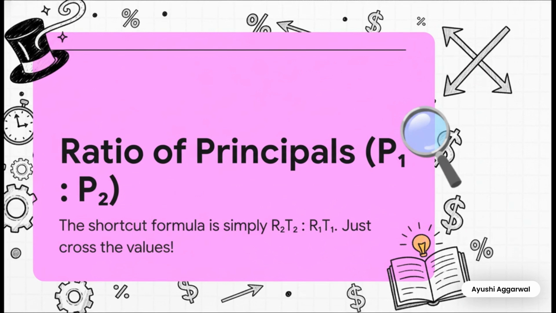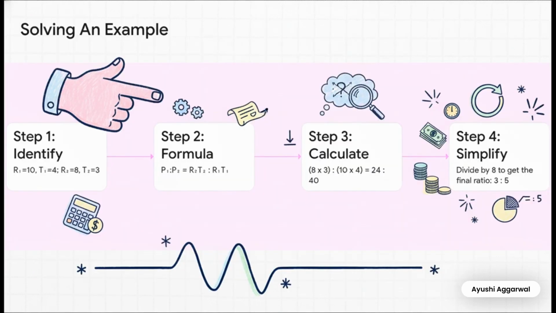And here it is, the magic formula. To find the ratio of the two principals, P1 to P2, all you do is flip them. It's R2 times T2 is to R1 times T1. That's it. No crazy algebra, no long division. You just take the rate and time from the second part and put it first. It's a simple swap. Let's see it in action.